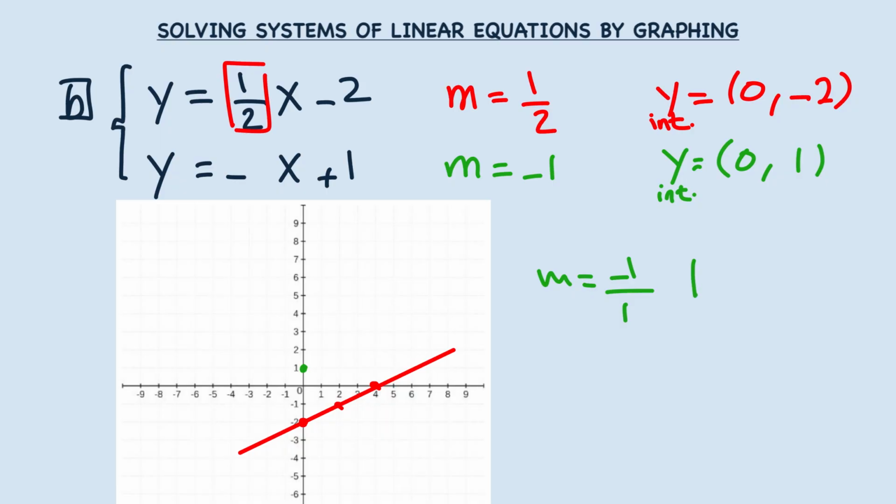So we have to move 1 unit down and 1 unit to the right. So here will be our second point, and our third point will be 1 unit down, 1 unit to the right, here. And we will connect these dots together. Now the point of intersection between these two lines is the point 2 and minus 1. So this is the solution for our system.